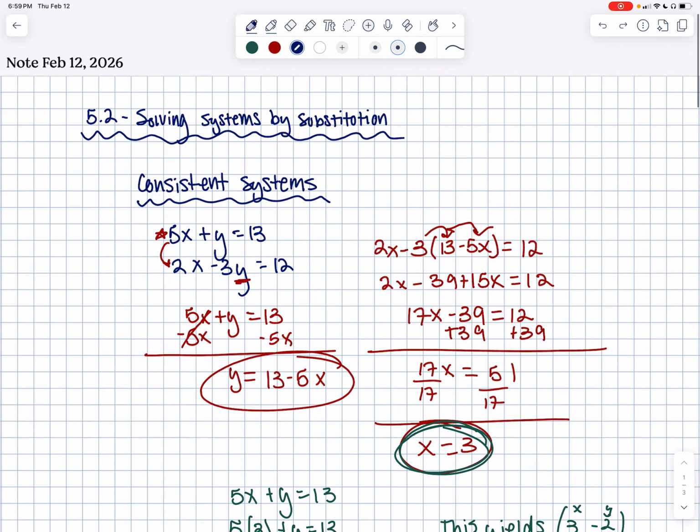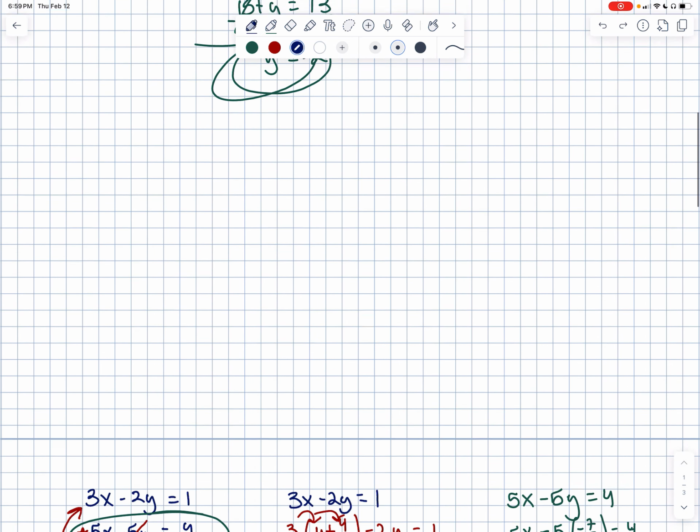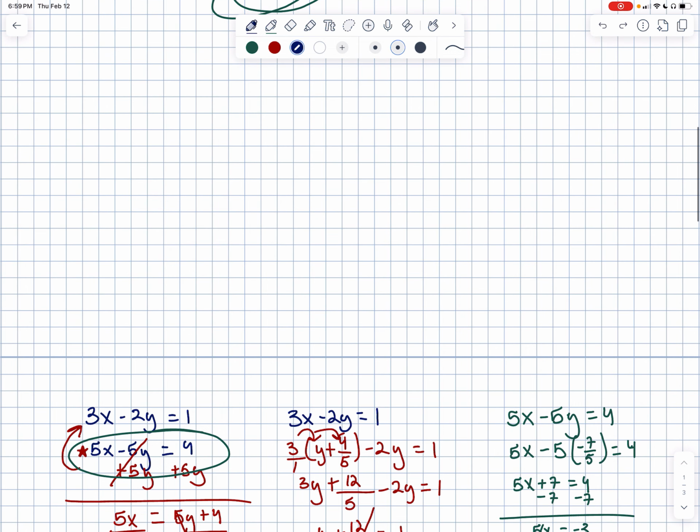This is it for solving systems by substitution with consistent systems. The next part is going to be inconsistent systems. You know what? I think I'm going to wrap it up with one more part, and I'm not going to get into inconsistent systems today. I know you're bummed out. I know. I'm so sorry.